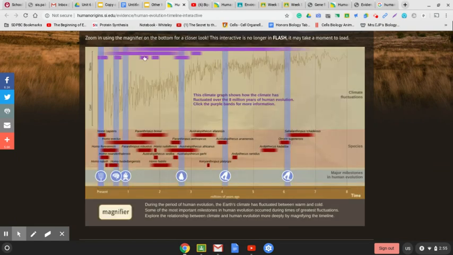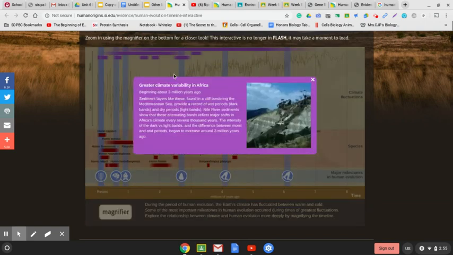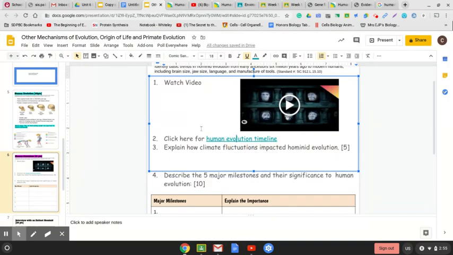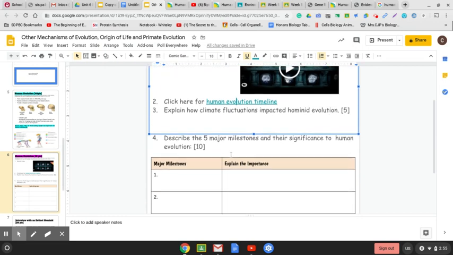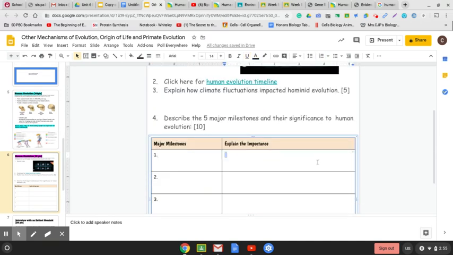And then this is the climate. This is where you're seeing what's happening here with the climate. Okay, so make sure you go through this. Now, do you need to go through all of these ancestors? No. But you're going to answer here, explain how climate fluctuations impacted hominid evolution. And then here, you're going to write your 5 major milestones, and then why is it important here.